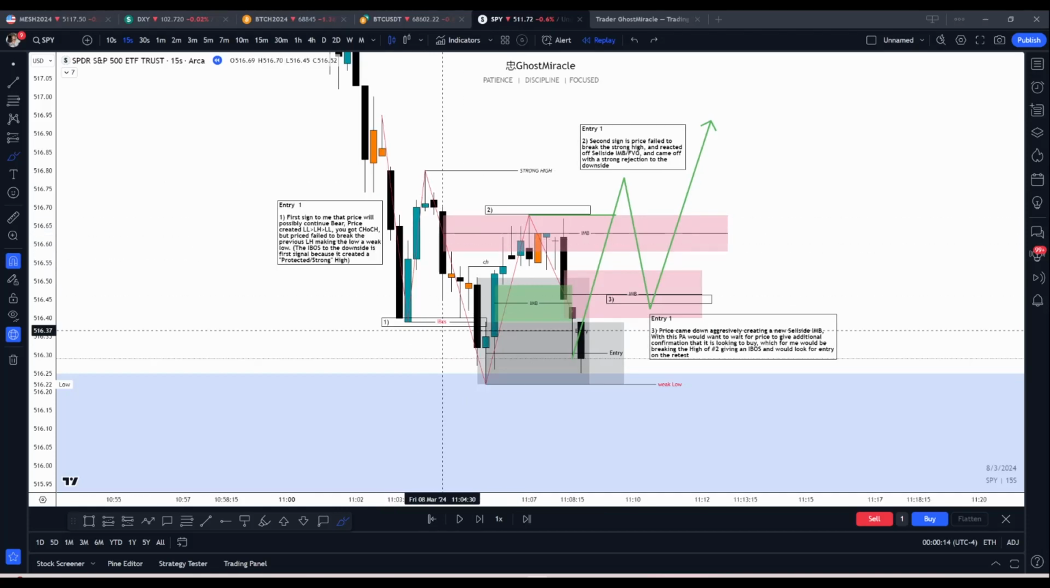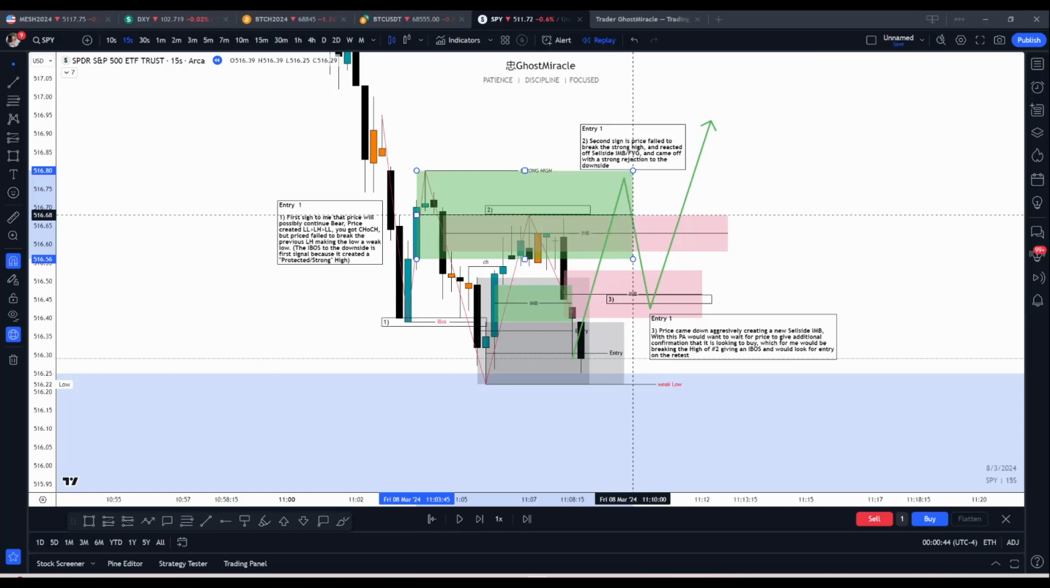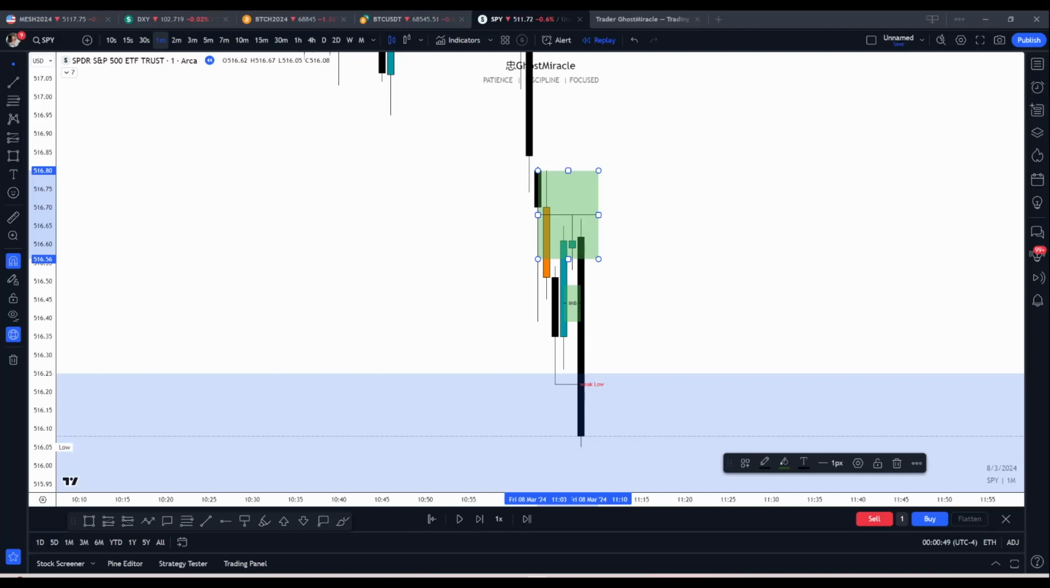So what I was seeing was, all right, you got your internal breaker structure, strong high, weak low created. You got a change of character, but price didn't mitigate too much of anything here. It did mitigate the imbalance, but, I guess if you use a full range of supply, then it tapped into a supply zone.